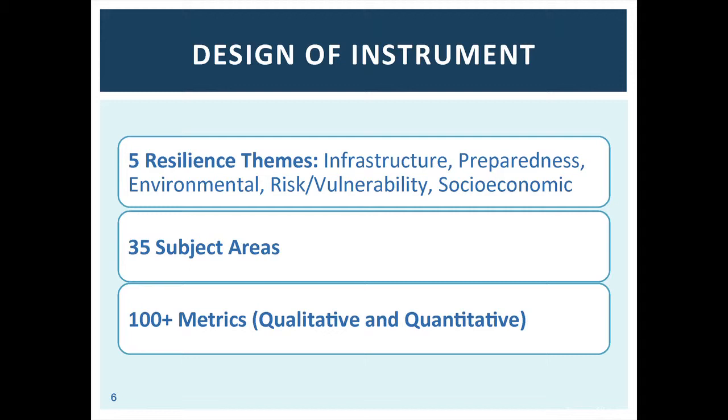They include infrastructure, preparedness, environmental, risk or vulnerability, and socioeconomic. So by organizing our instrument by resilience theme, it will make it easier for our client to identify where parallels may exist to inform the development of those all-in initiatives that will improve resilience for the cities. We have 35 key subject areas within our instrument for food systems and stormwater management, as well as over 100 metrics that are both qualitative and quantitative in nature.